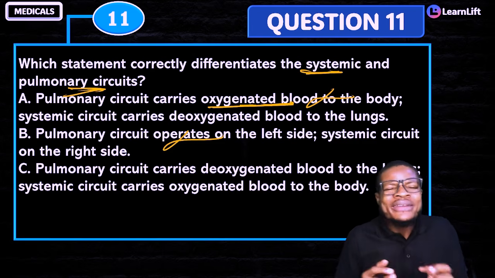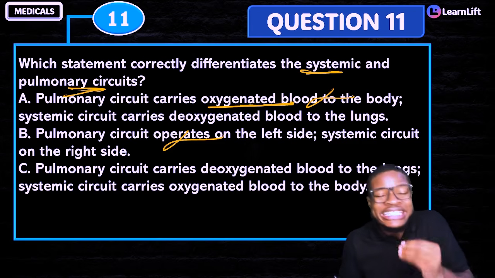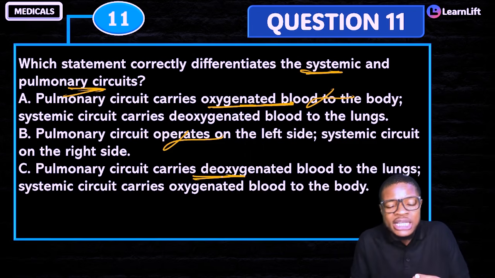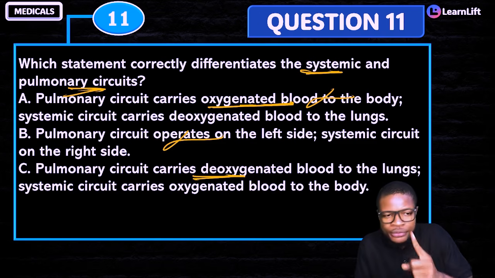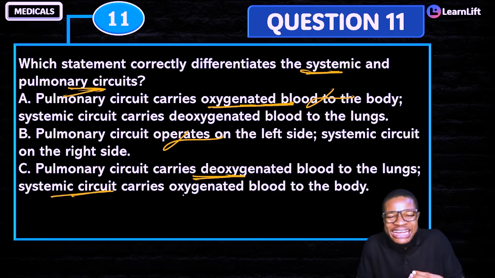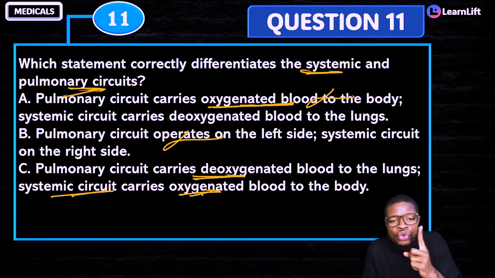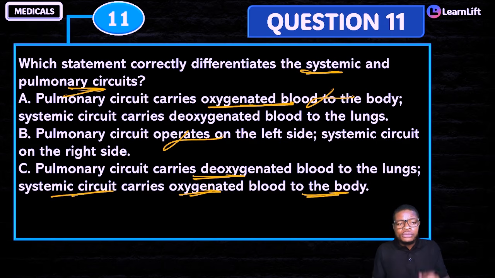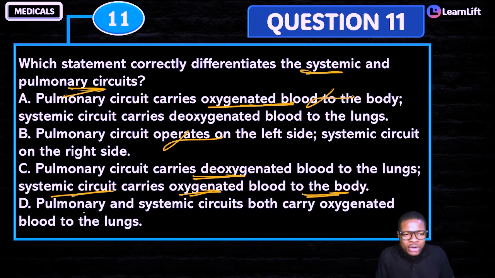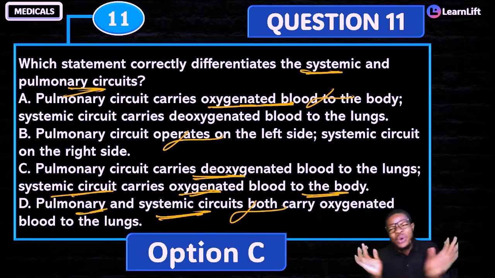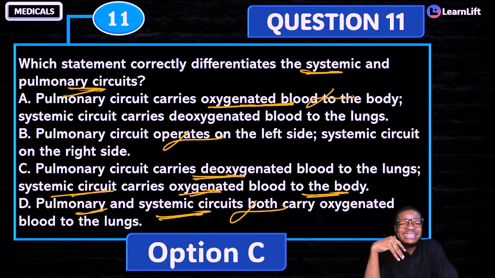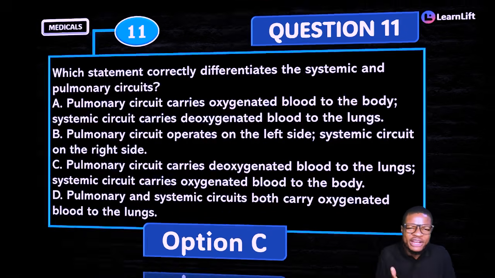Look at C. Pulmonary circuit carries deoxygenated blood. Yes, pulmonary circuit carries deoxygenated blood to the lungs. That's true. Systemic circuit carries oxygenated blood. True. Right? Oxygenated blood to the body. Very true. Look at option D. Pulmonary and systemic circuit both carry oxygenated blood to the lungs. That's wrong. What's the answer? Option C. You are out of there, but they want you. Simple, cheap, easy, direct. That's all. You get that very fast.